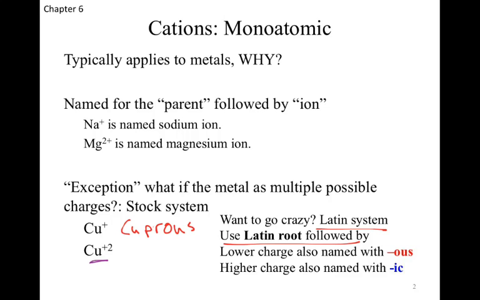So for our copper +1, it's a lower charge than our copper +2, and we get cuprous. For our higher charge, it becomes, I think there's 2 P's. Nope, 2 P's looks pretty wrong. We'll call it cupric. And we'll still include the ion, so it would be cuprous ion and cupric ion. Just want to make sure you're aware of that.